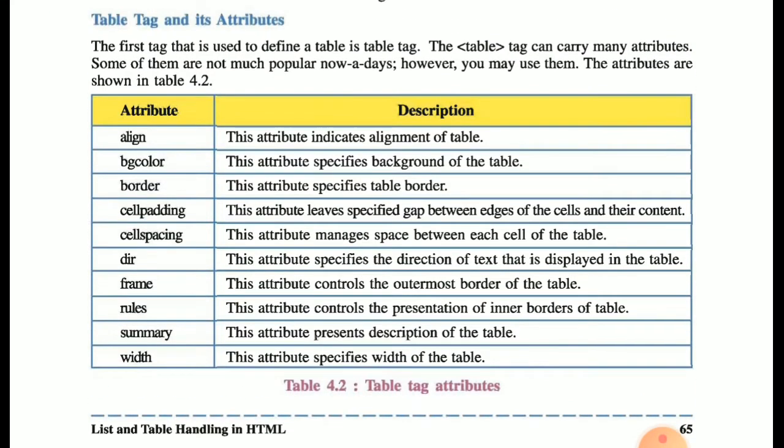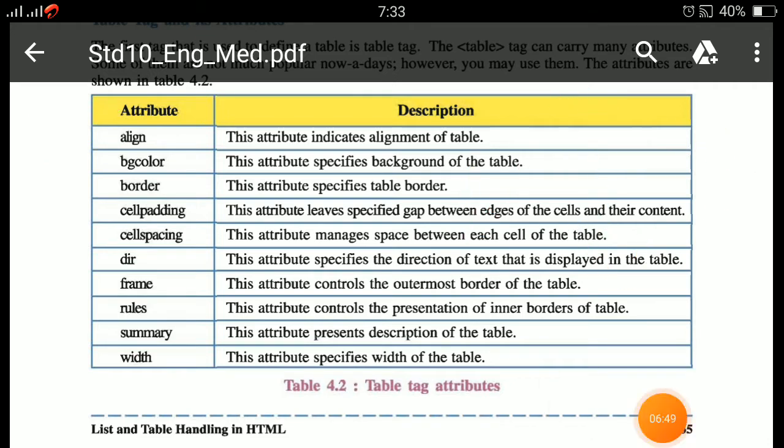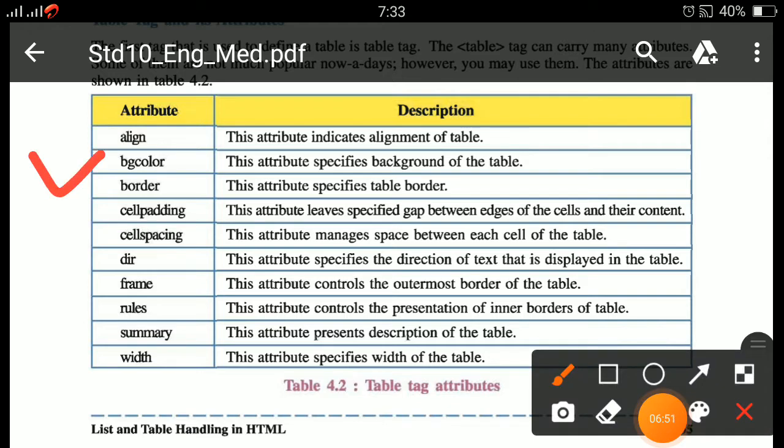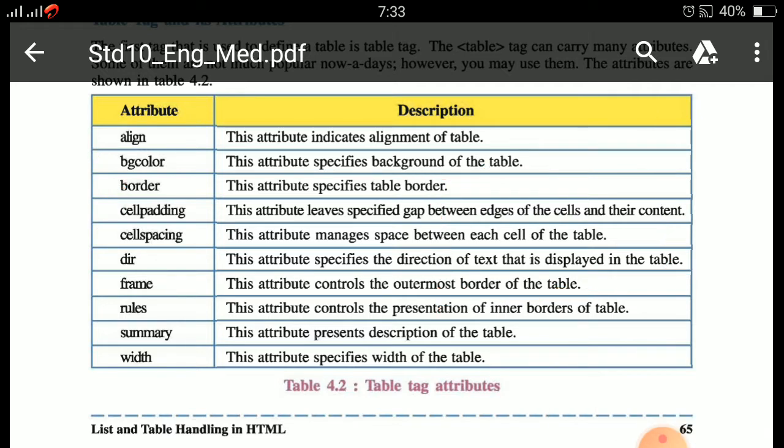Now see here, table tags and their attributes. So first one is align, for giving alignment left, center and right. Next one is bg color, for giving background color. Then after, border. Suppose if you want to specify border, which attribute is used? Border. Cell padding and cell spacing. Cell padding, this attribute leaves a specified gap between the edges of the cell and their content. Then after, cell spacing.